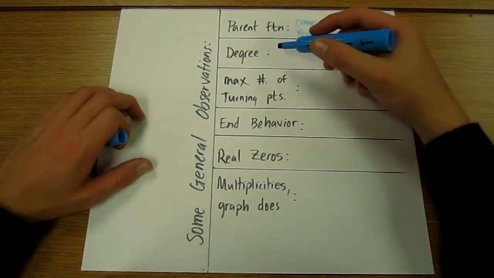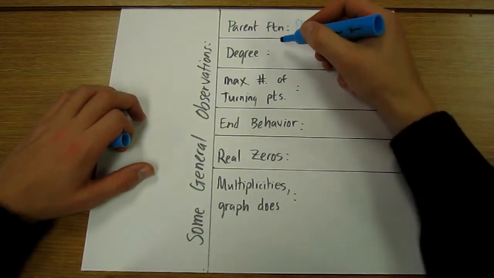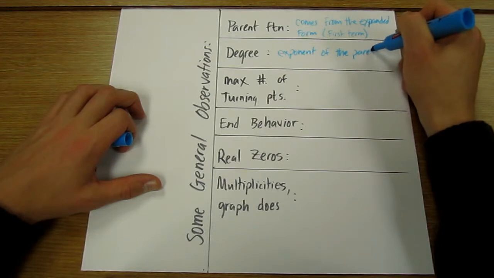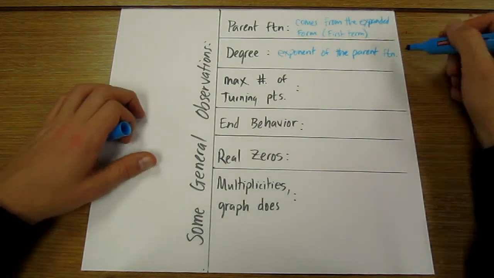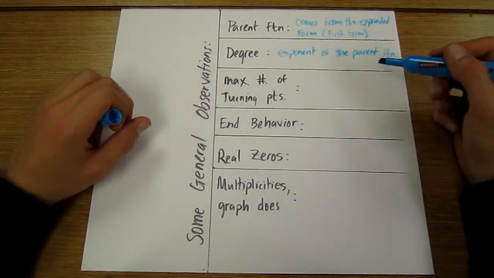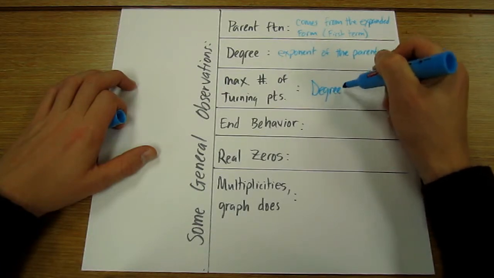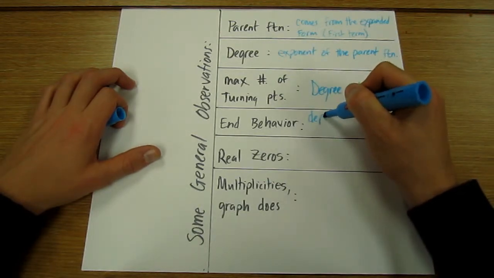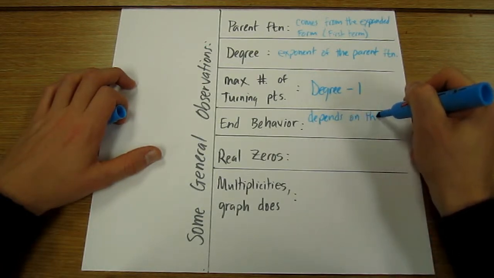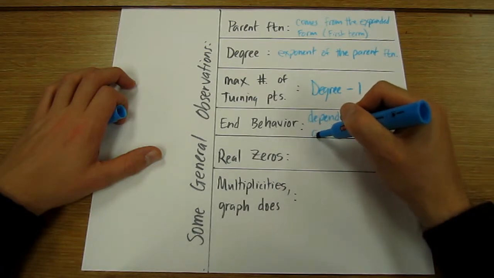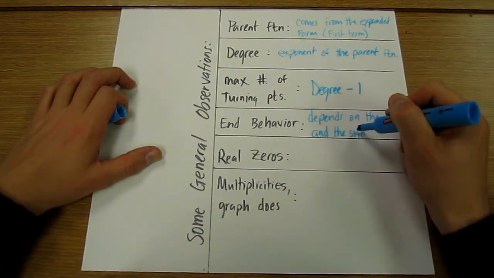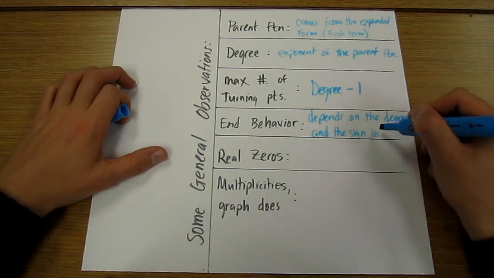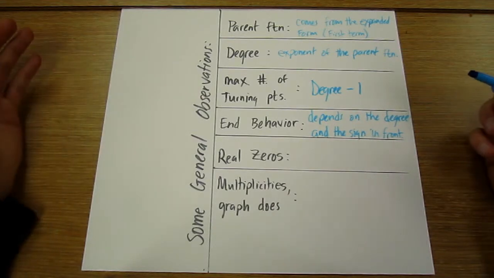Hopefully we have good parents. The degree is going to come from that parent function, so it is the exponent of the parent function. And FTN stands for function. The maximum number of turning points is the degree minus 1. Our end behavior depends on the degree and the sign out in front. If you have a caution sign out in front, that's going to be a different behavior than if you have a stop sign out in front. Maybe like a beware of dog sign.